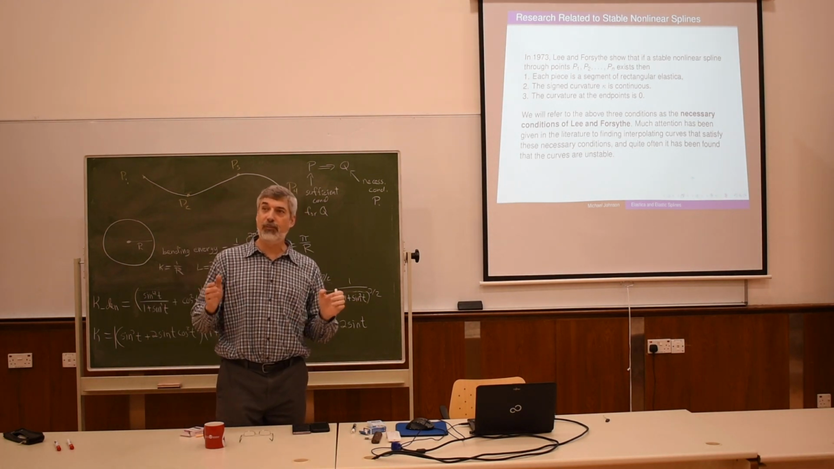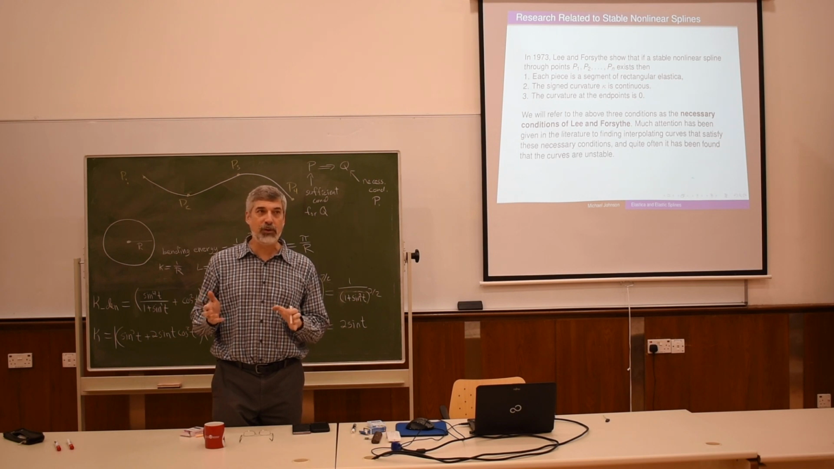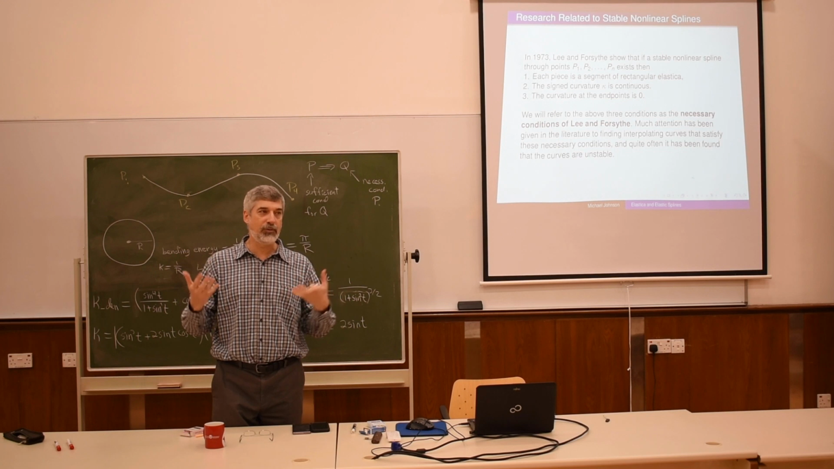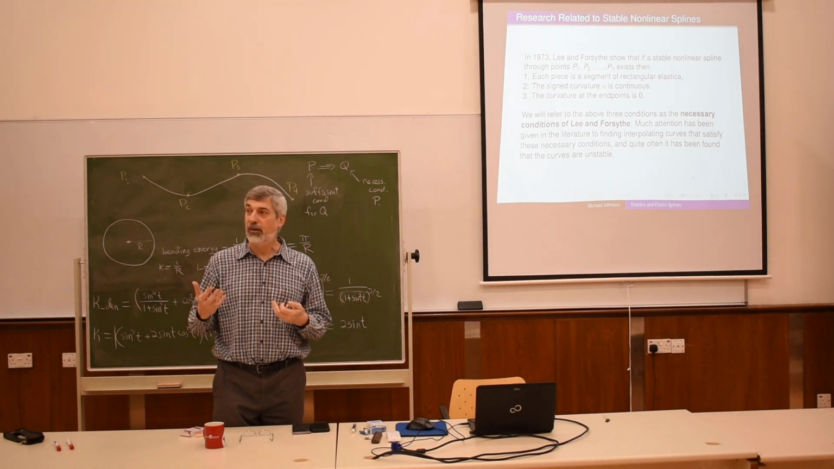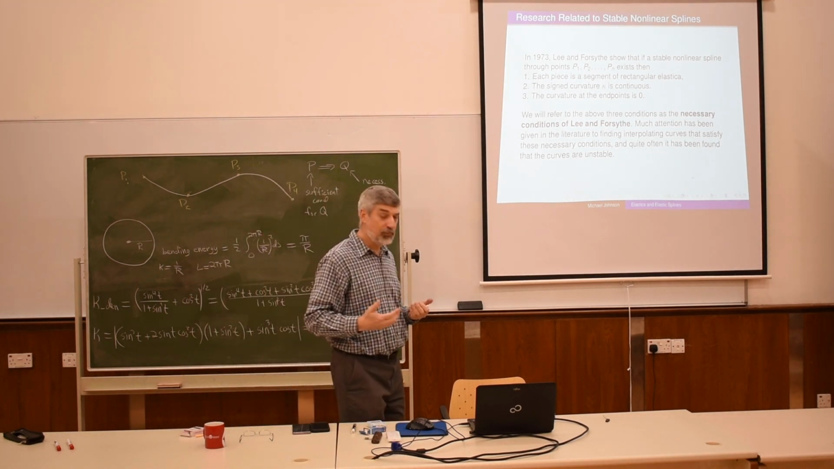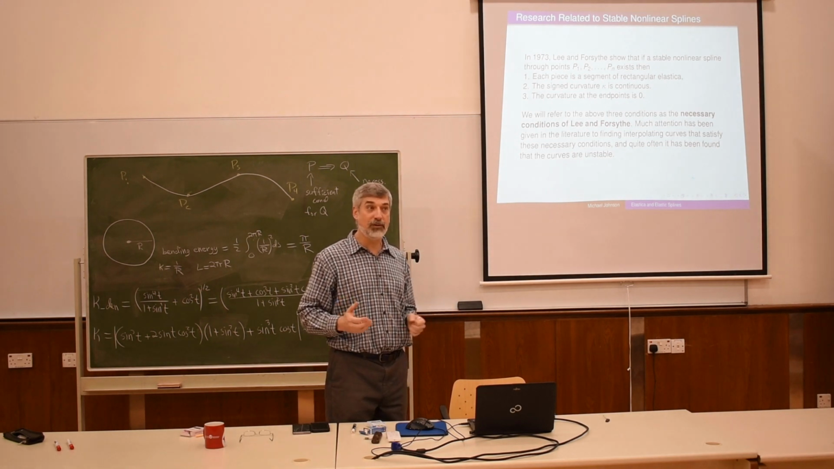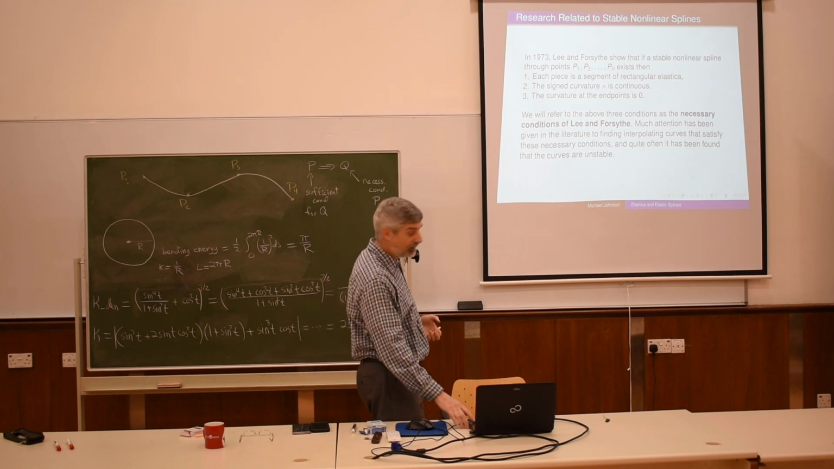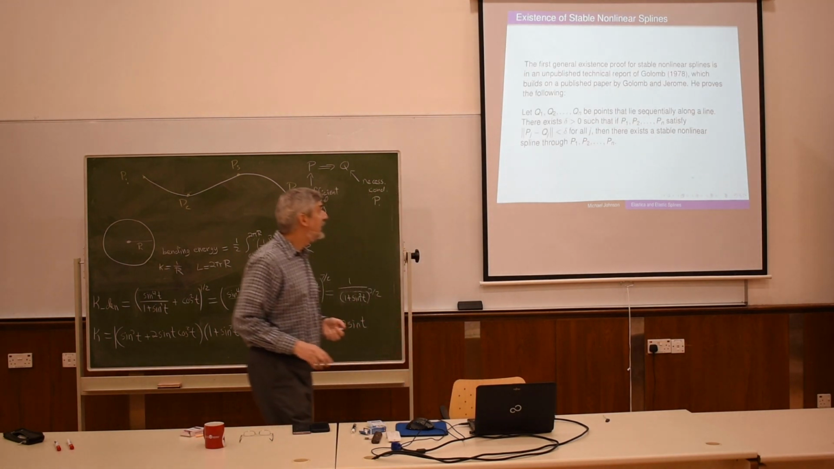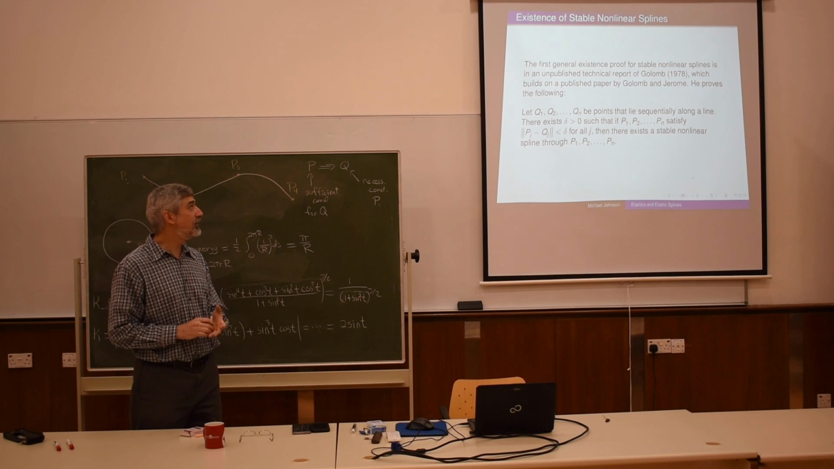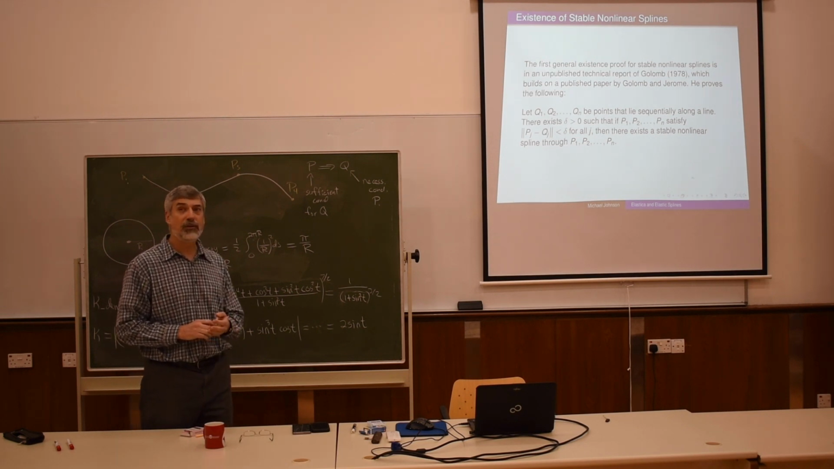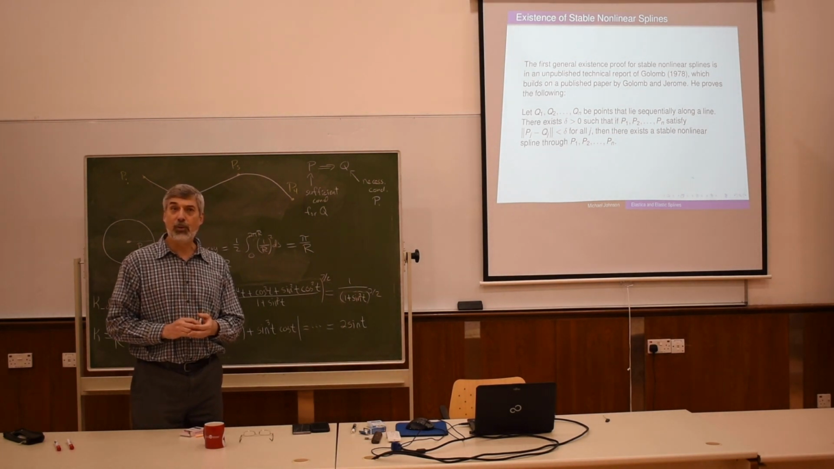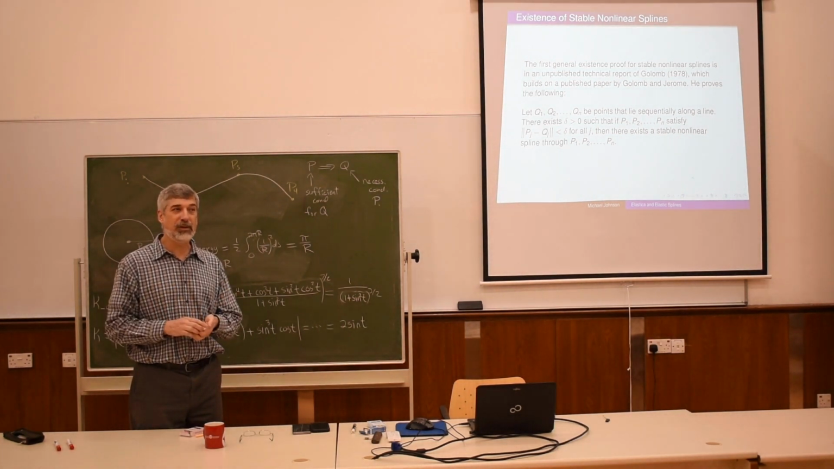I should tell you, the existence of these stable nonlinear splines is a big open question. It's by no means that they always exist. And people believe they exist, but proofs are missing. Now, the first general existence proof was in 1978. This is in a technical report of Goulomb. It's an unpublished technical report.